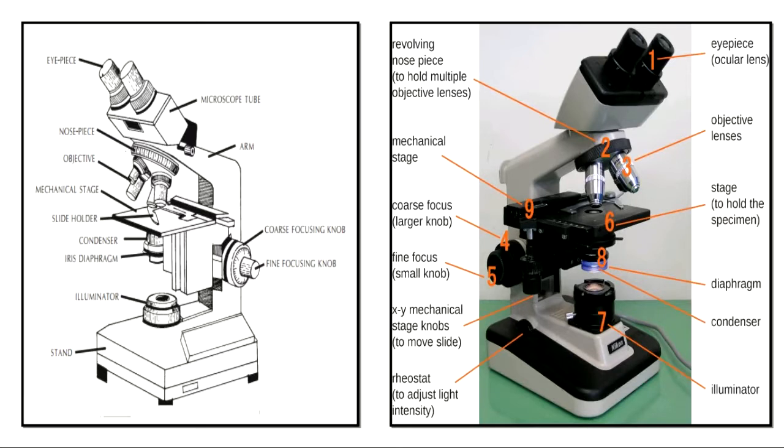Next, the number 3, objective. What is it? Objective lenses. You should write that much, that is more than enough. 4 is coarse knob. 5 is fine knob. If you want to do coarse adjustment, use number 4. Fine adjustment, you should use the small knob. Then 6 is what? Stage.